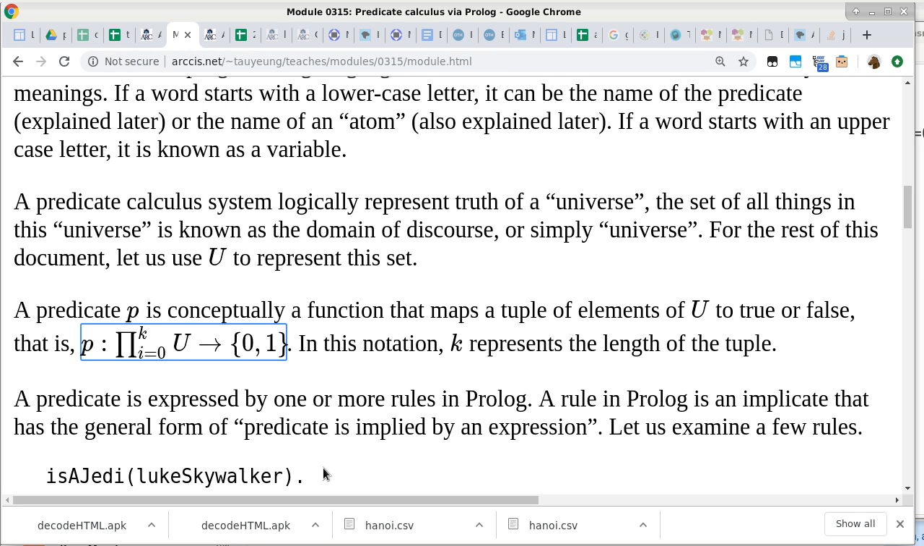This is just an example. In other words, any function that maps tuples of the universe, each item is an element in the universe, to true, false, is what we call a predicate. Do we have any questions about that part?